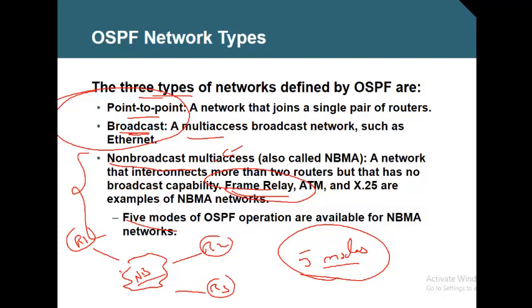NBMA is nothing but non-broadcast multi-access. When we have a Frame Relay environment, we consider it to be non-broadcast. There we will see 5 modes. Though we don't have a non-broadcast environment today, we're still going to learn the 5 modes, so that you will know those modes, which can also be applied to broadcast and point-to-point environments.